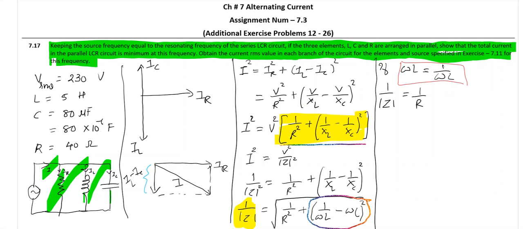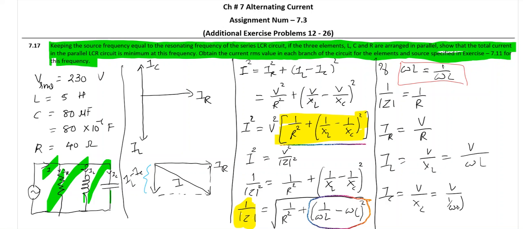Now as far as the current passing through each branch is concerned, we can find out current passing through resistor with the formula V by R, current passing through inductor with V by XL, or V by omega L, and IC with V by XC, or V by 1 by omega C, or you can say V into omega C, which we are talking about. All this V are RMS value of voltage, which we are given 230 volt.